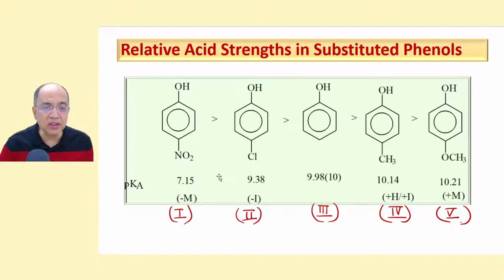Now, there is a minus M effect here at the para position that will make this the strongest. You see the pKa value. Less is the pKa, more is the acid strength. And let me remind you, phenol has a pKa equal to 9.98, nearly 10. So these two acids, para-nitrophenol and para-chlorophenol, are stronger than phenol, but para-methylphenol and para-methoxyphenol are weaker than phenol.